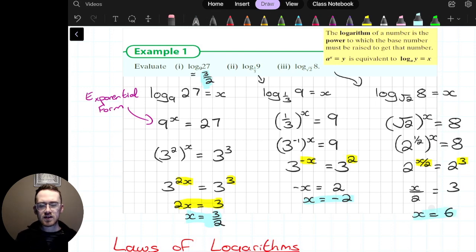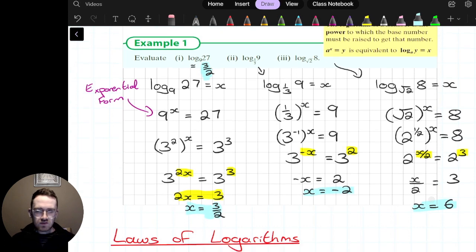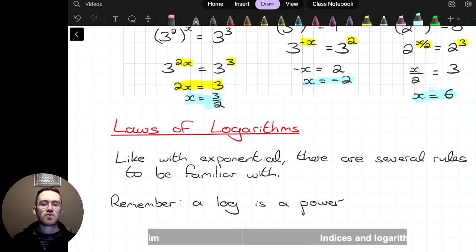So the key thing with these questions is being able to make that change between log form and exponential form. And what we're going to see as well is making the change the other way is going to be important as well, from exponential form to log form. If we have questions where we have a power and we want to work out what that power is, we might need to use our log form in order to work that out. So moving forward, we're going to look now at the laws of logarithms.